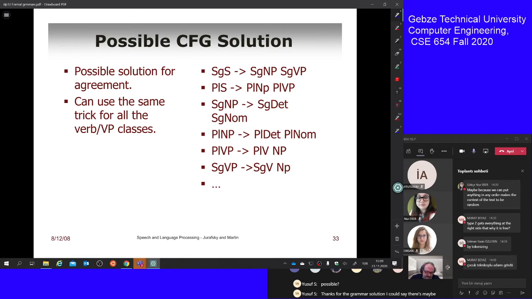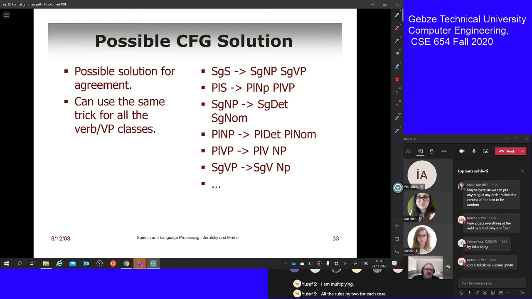I could say this maybe. Remember our agreement problem? Maybe instead of having a single sentence type, I should say singular sentence and plural sentence. Singular sentence should have singular noun phrase and singular verb phrase. Plural sentence should have plural noun phrase and plural verb phrase. And singular noun phrase should have a singular determiner, etc. You understand the point, right? So if I do that, I am multiplying all the rules by 2 for each case.